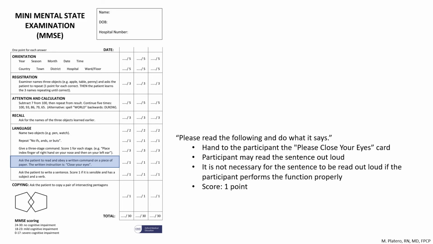For this item, ask the patient, please read the following and do what it says. Hand to the participant the please close your eyes card. The participant may read the sentence out loud. The task to be scored is the participant's ability to follow instructions by closing his or her eyes. It is not necessary for the sentence to be read out loud if the participant performs the function properly. Score 1 point only if the patient actually closes his or her eyes.